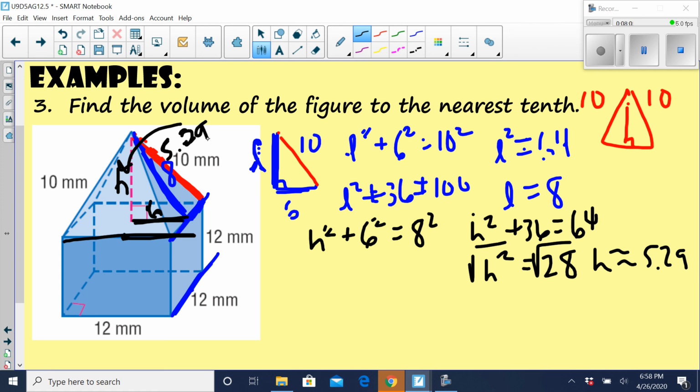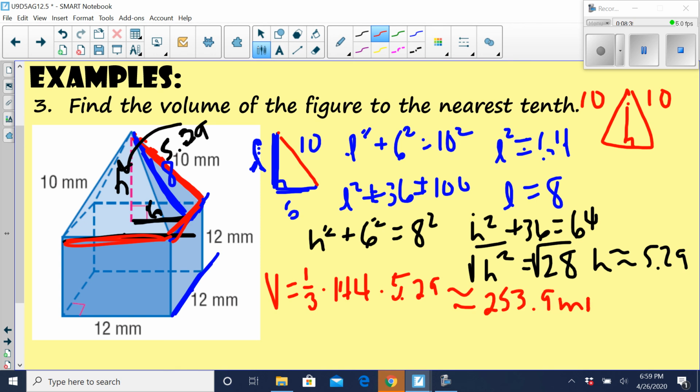5.29. So if I want to find the volume of that pyramid from here, I'm going to switch colors. Volume, remember, we said is 1/3 area of the base. For the base of this one, I'm going to say it's 12 by 12, so 144 is the area of the base. The height we just found to be 5.29. So we're going to say the volume is approximately 253.9.